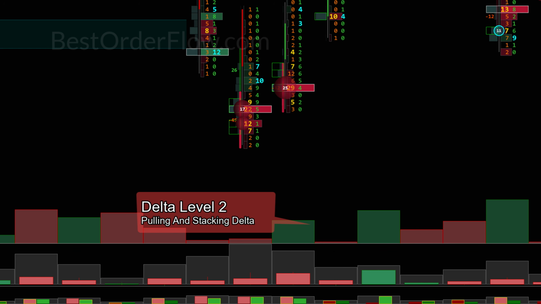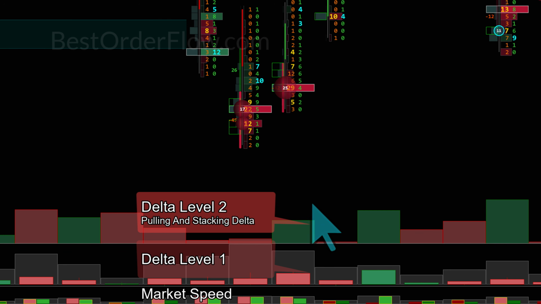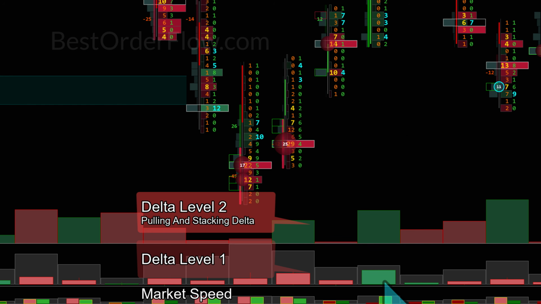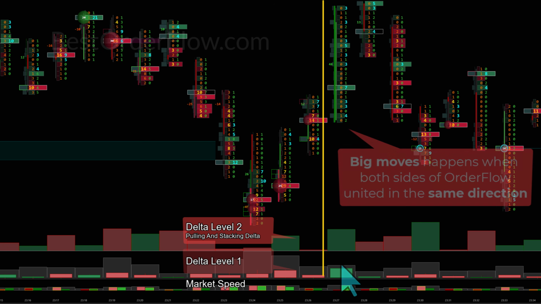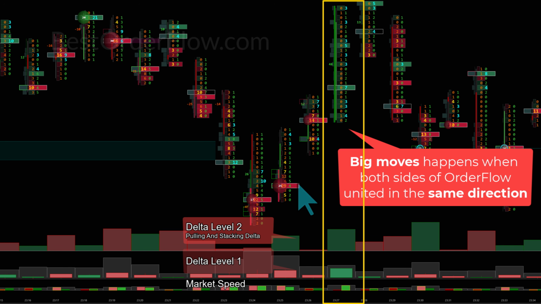So while the seller is trying to sell, the buyers on the passive side of the order flow were buying, actually right over here. And when the buyers on level 1 and level 2 united in the same direction, so this is the delta level 1, this is the market speed indicator, and this is the delta level 2, we can observe the strong movement up. So this is a better explanation of why the price is moving.